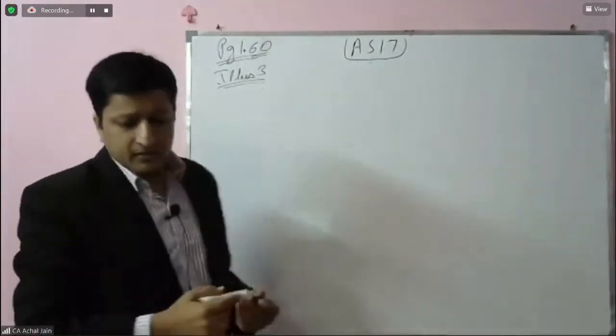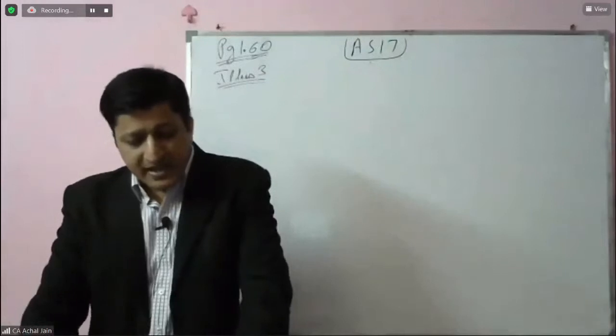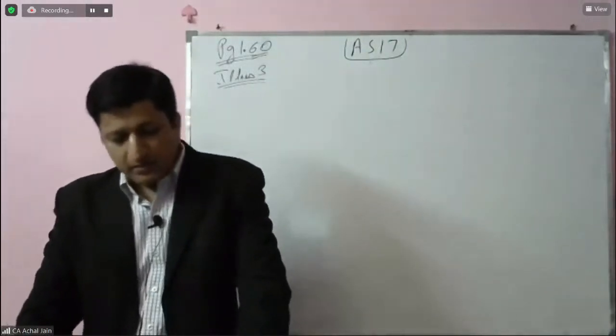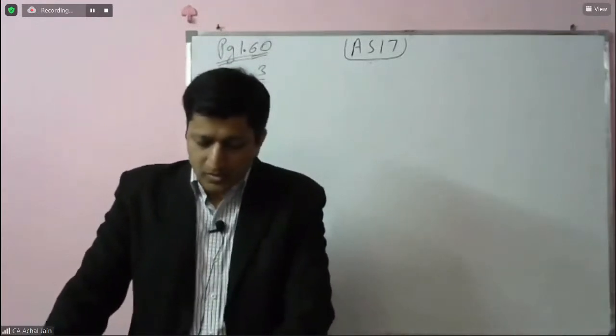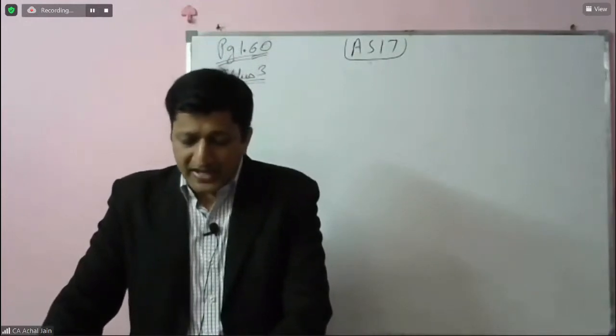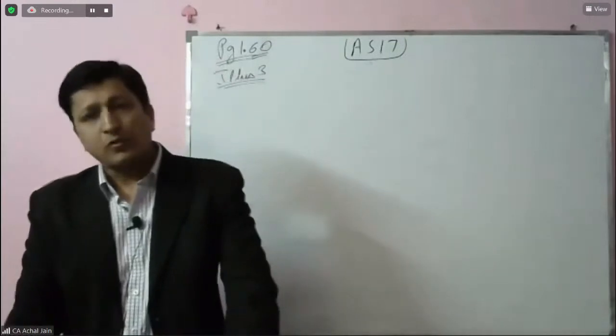Illustration number 3. I'll read it out. XYZ has 3 segments: X, Y, Z. Total assets of the company are 10 crores. X has 2 crores, Y has 3 crores, Z has 5 crores out of the total assets.